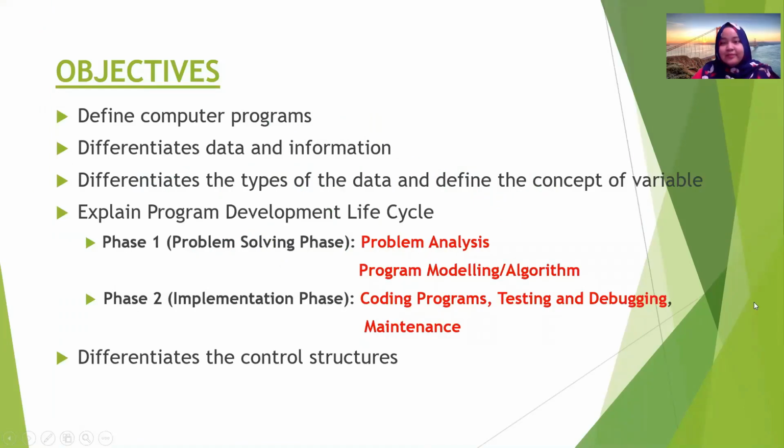Okay, so the objective. This objective I told you yesterday in yesterday's class. Define computer, finished, done. Differentiate data and information, done. Concept of variable, remember right? Variable is in memory, done. Problem analysis, done. So today I will continue with the still phase 1, problem solving phases. Program modeling, or we call it the algorithm. Phase 2, implementation phase: coding, program testing and debugging, and maintenance, and differentiate the control structure. So I will finish all of these in today's classes.